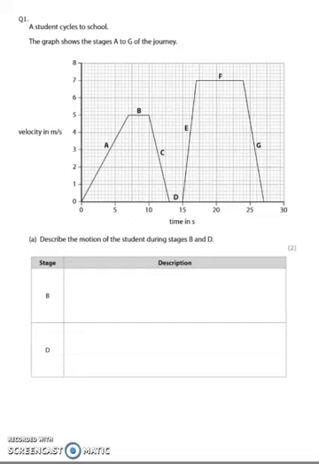This is the trial exam 2019, and this is the ST&SP paper, question number 1. It's got a student cycling to school, and this is a graph of their journey. It's a velocity time graph.